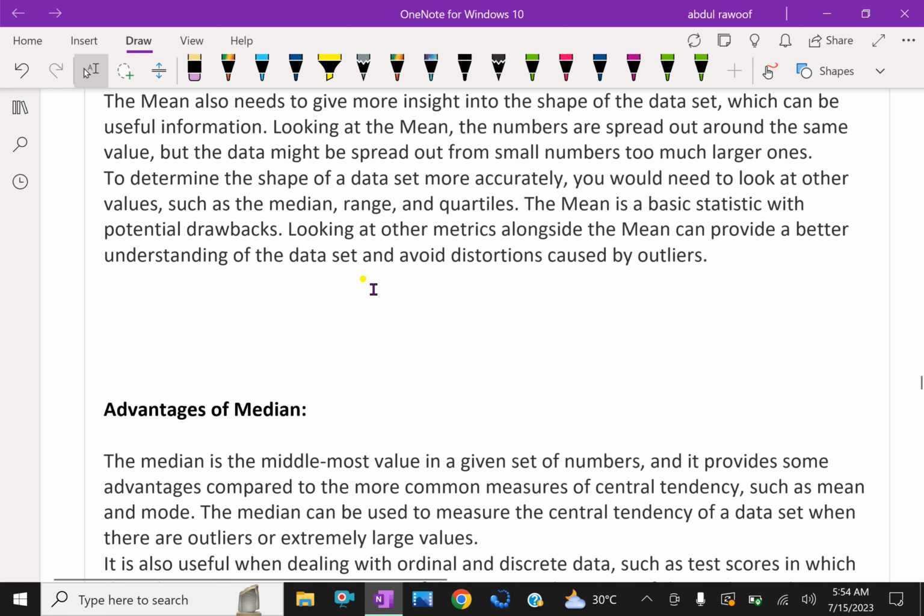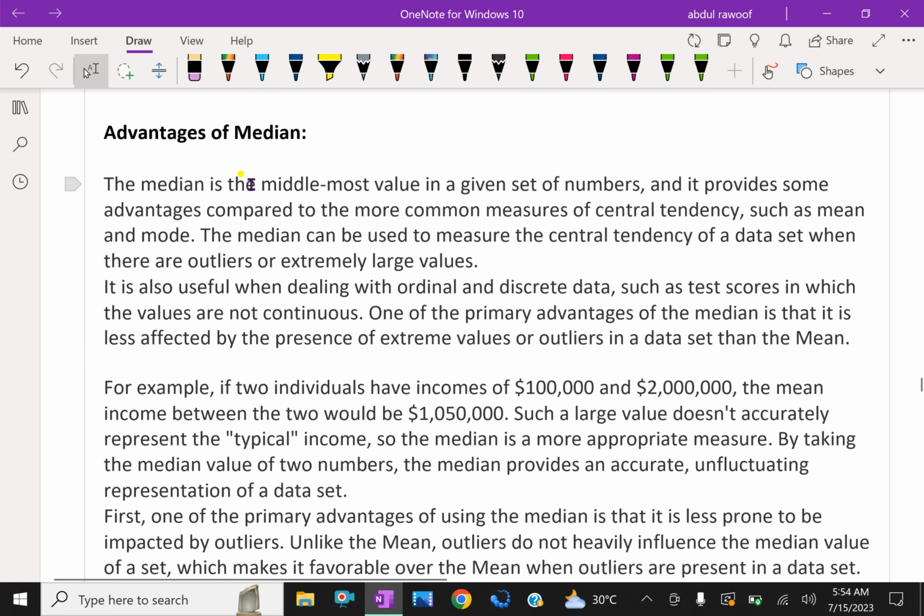Advantages of median. The median is the middlemost value in a given set of numbers, and it provides some advantages compared to the more common measures of central tendency such as mean and mode. The median can be used to measure the central tendency of a data set when there are outliers or extremely large values.